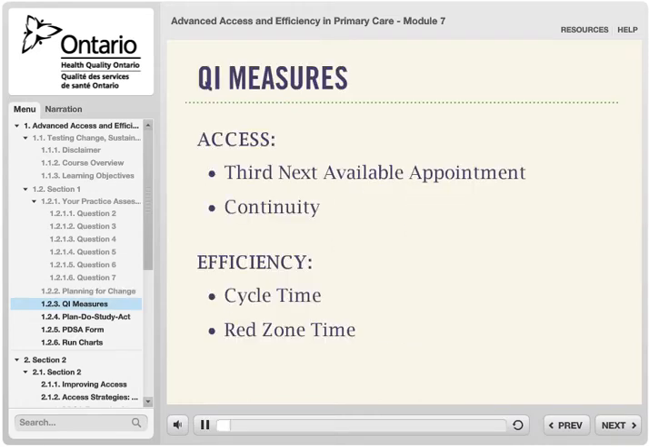You captured several QI measures when completing your practice assessment in Module 3. Recommended measures for tracking access over time are third next available appointment, which is the gold standard for measuring how long patients wait for an appointment, and continuity. Tracking these two measures during your QI project and regularly afterwards helps you monitor whether improvements are being sustained. Recommended measures of efficiency include cycle time and red zone time, and they should be collected routinely also.